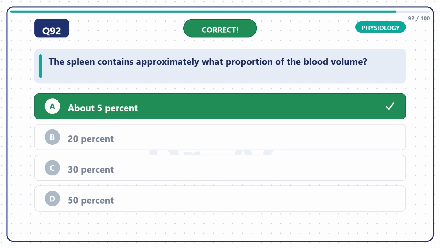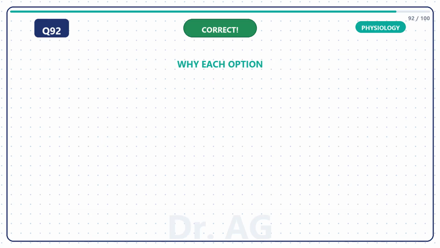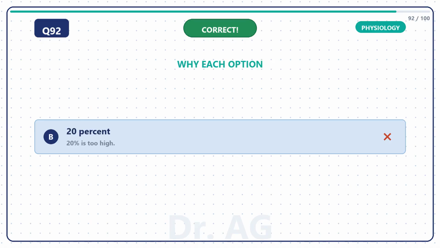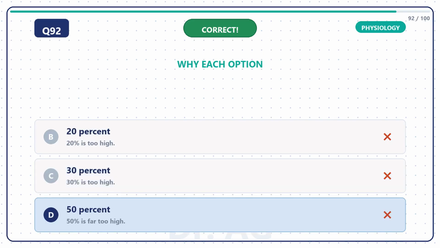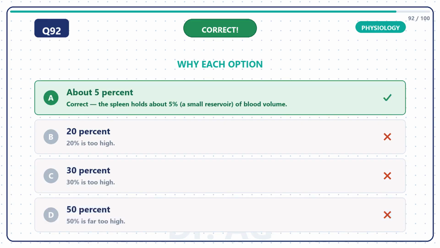The correct answer is option A. About 5%. Let's go through the options. 20% is too high. 30% is too high. 50% is far too high. And the correct answer is about 5%. Correct. The spleen holds about 5%, a small reservoir of blood volume. So, the right answer is option A.